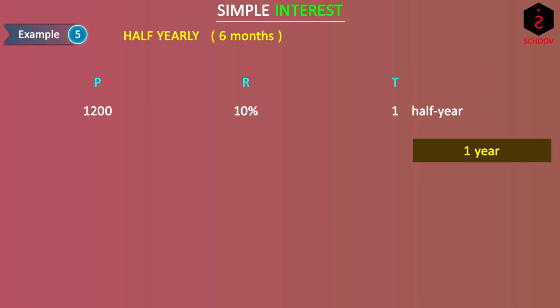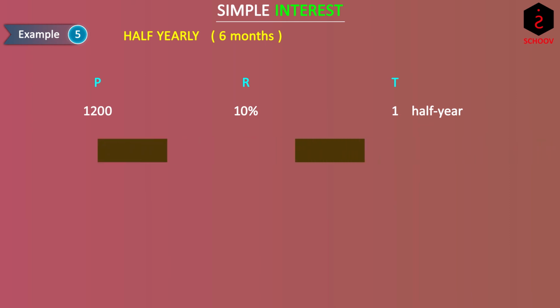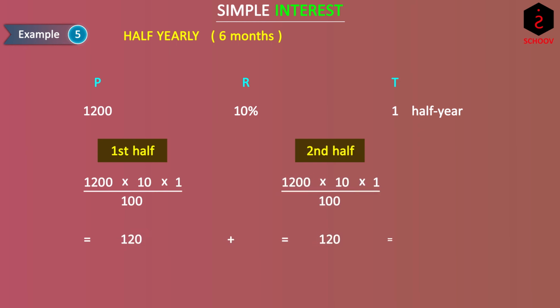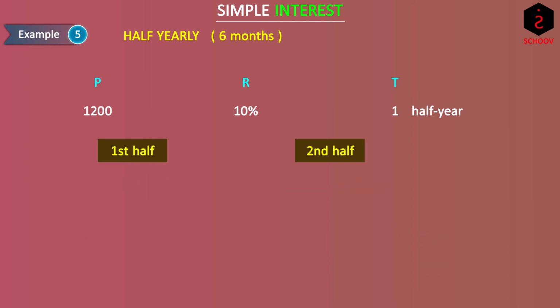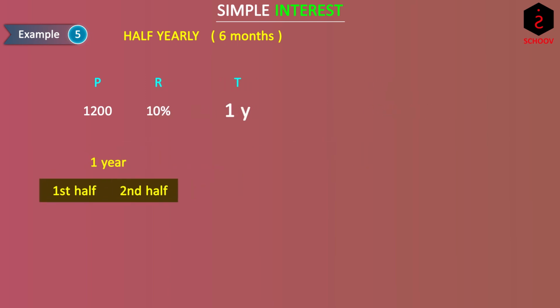And what if the rate is half yearly but interest is calculated for 1 year? Simple. 1 year has 2 half years. So let's calculate for both of them. First half, PRT by 100: 120. Second half, also 120. Total, 240. Or 120 into 2. Since 1 year has 2 half years, T is equal to 2. In PRT, we can put T as 2, which means 1200 into 10 into 2 by 100: 240. Same answer.